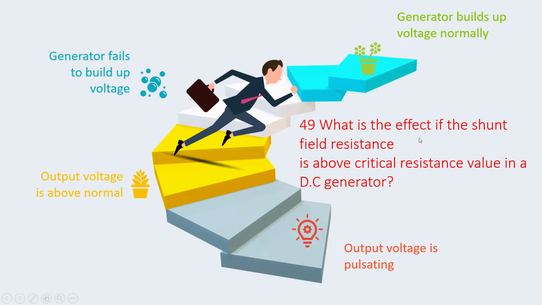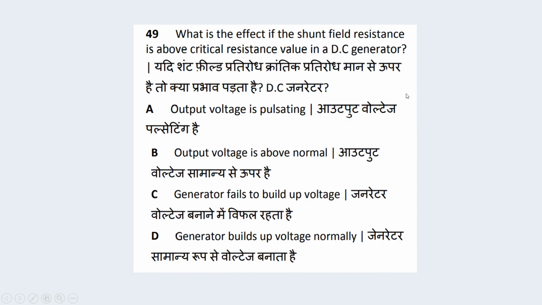What is the effect if the shunt field resistance is above the critical resistance value in a DC generator? Output voltage is pulsating, output voltage is above normal, generator failed to build up voltage, generator builds up voltage normally. The answer is generator failed to build up voltage.